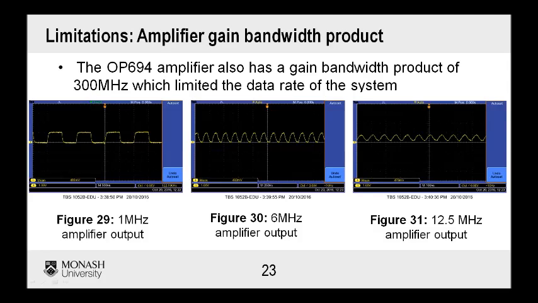The other factor which limited the system was the gain bandwidth product of the amplifier, which was equal to 300 MHz. If you look at the signal on the left at 1 MHz, the output of the amplifier still looks like a square wave. If you look at the signal in the middle at 6 MHz, you can see that the square wave has transformed into a sine wave.